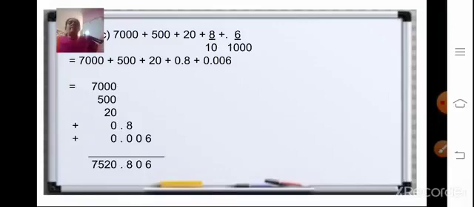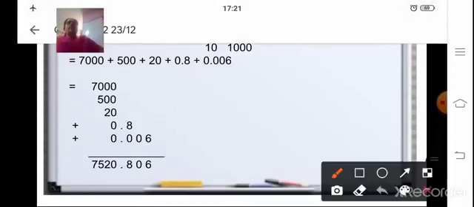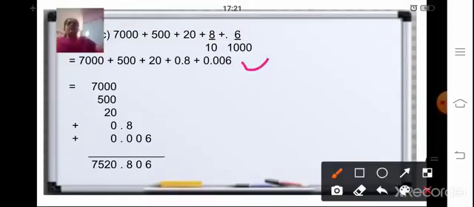Okay. Now the same sum using the second method: 7,000 plus 500 plus 20 plus 8 upon 10 plus 6 upon 1,000. Now here first you write the number using the decimal point. After writing the number using the decimal point, you will add all the numbers. So 7,000 plus 520 is a whole part. Then 0.8. 8 you will not write under the whole part or the integral part. It is a decimal part. So 0.8 plus 0.006. While adding, place the numbers correctly and add. You will get the final answer, that is 7,520.806.